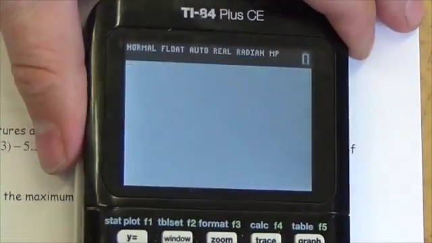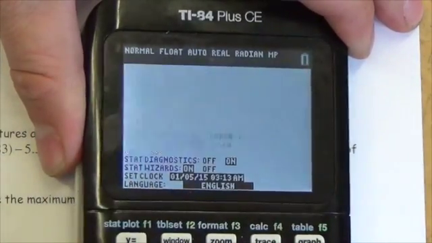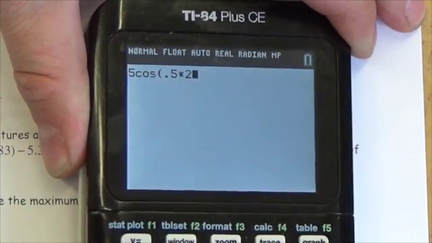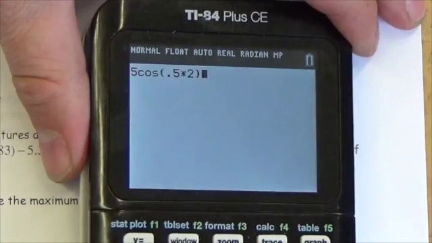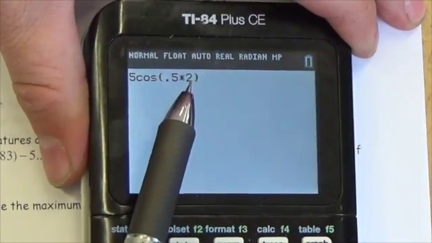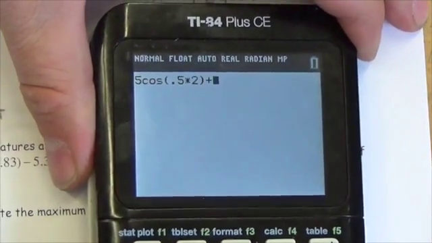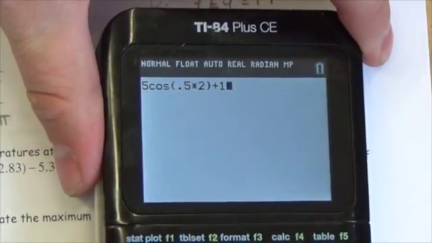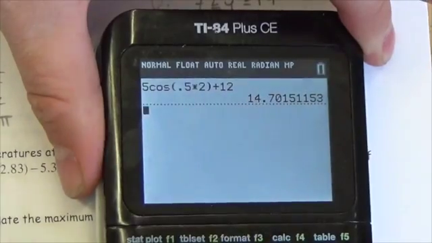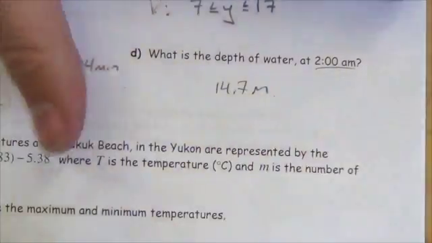So this is going to be 5. Now, first of all, I have to make sure I'm in radian mode, and I am. So 5 times the cosine of 0.5 times 2, there's 2 a.m. in the morning. Now, if it was 2 in the afternoon, because of the way we have to measure time here, I'd have to put 14 there. I have to use the 24-hour clock. And then the end of the equation tells me to add 12. And so I'll get that this is roughly 14.7 meters. Okay, there you go.